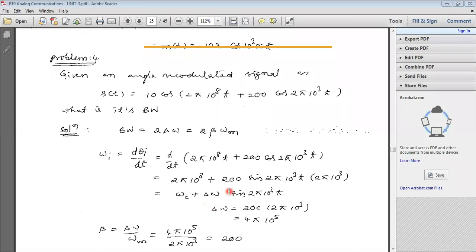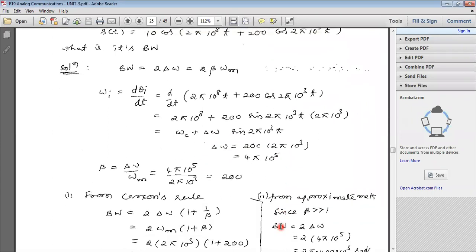So after taking derivation, if we compare with the original equation, in place of delta omega, we have 200 into 2 pi into 10 power 3. So in total it becomes 4 pi into 10 power 5.